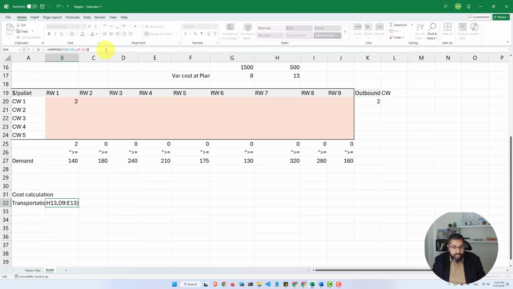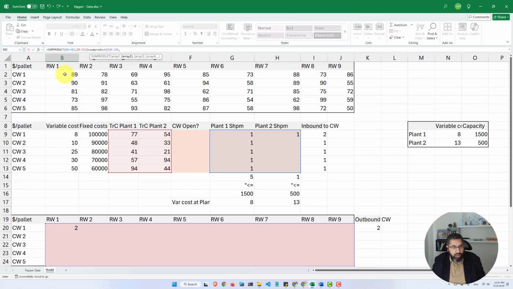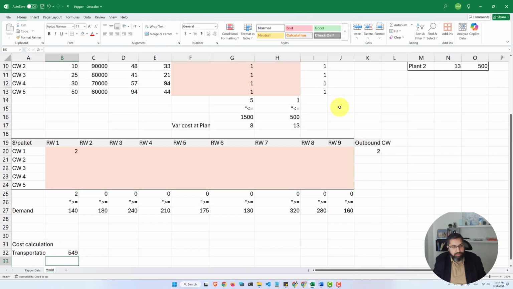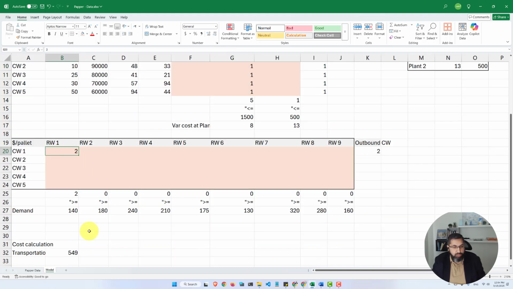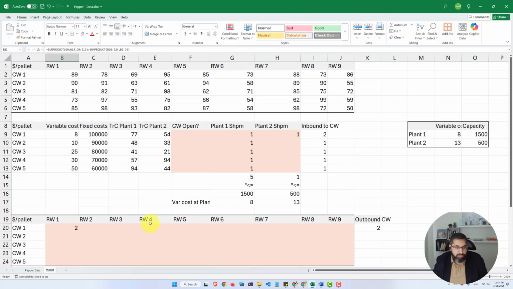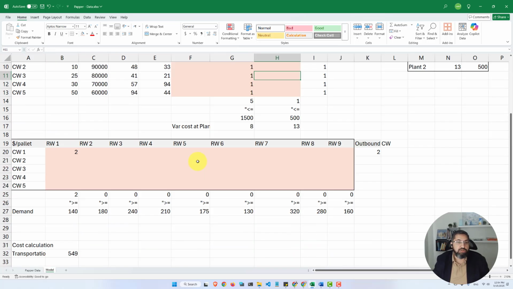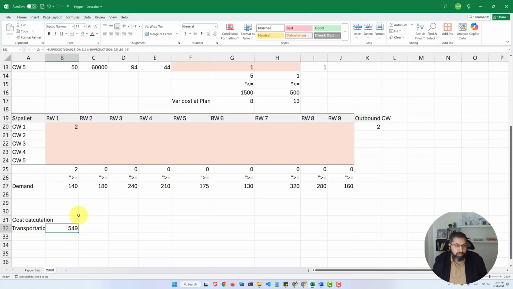And then to that, we can add the transportation cost of the next part, another sumproduct. And we select all of these decision variables and we multiply them with all of these costs for these paths, and we add it to our transportation costs. So for shipping these 5-6 pallets and these 2 pallets, we are incurring $549 of transportation costs. When solver changes these values, this cost will go up. Then we have operating cost for plant. Okay.